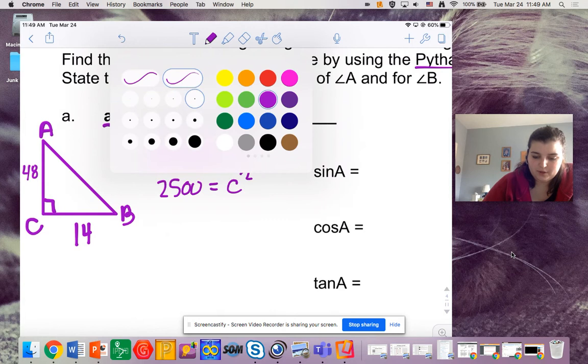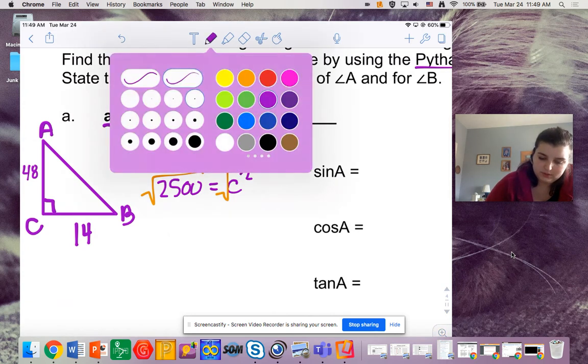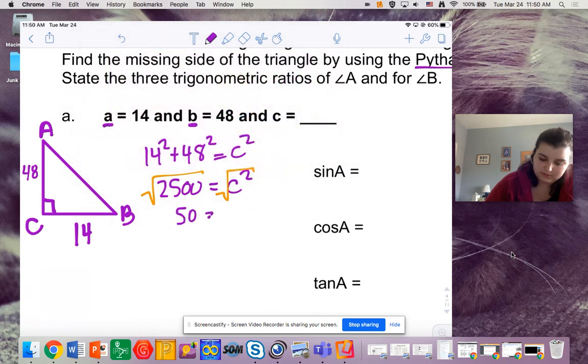Okay, now remember when you get to this stage and you have 2500 equals c squared, you need to do what to get rid of the squared? Square root. So square root of 2500 is 50. Cool, so c is 50. Yeah, that 5's a little better. Okay.